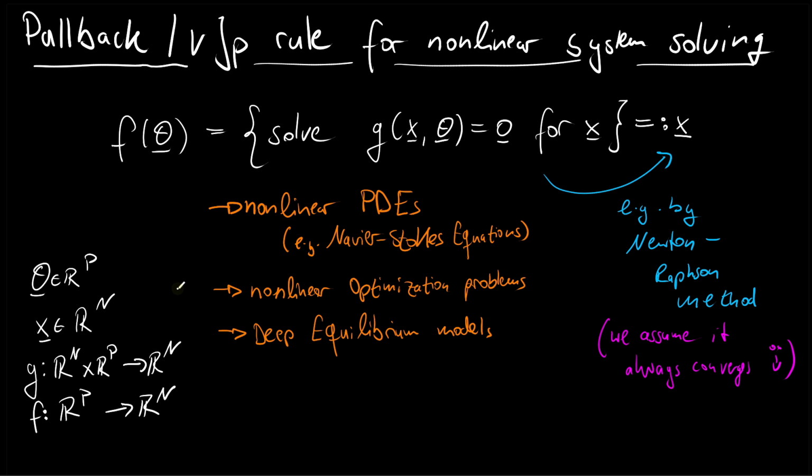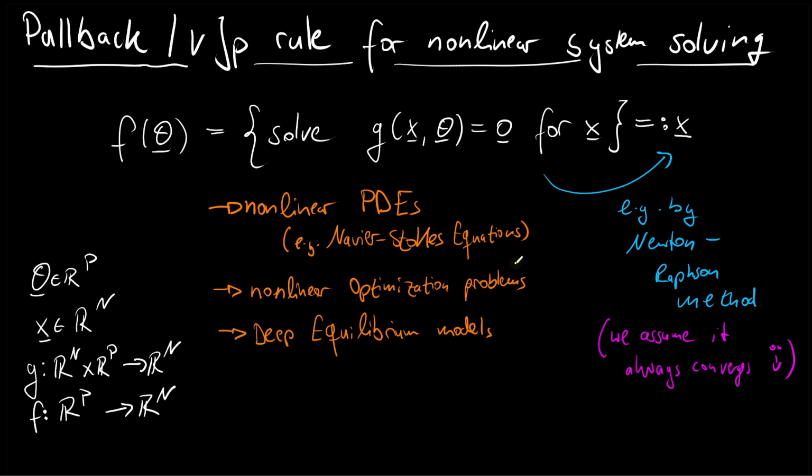But first, let's look at the dimensionalities. Here we will assume that theta, the input to the root finding problem, or this wrapper function f, is a p-dimensional vector. We will say that x is an n-dimensional vector, and as such, our optimality criterion, or the zero condition, is a function that takes both an n- and a p-dimensional vector and spits out an n-dimensional vector. And the wrapper, which wraps the Newton-Raphson scheme, will then map from the theta input to the x output, so it maps from a p-dimensional to an n-dimensional space.